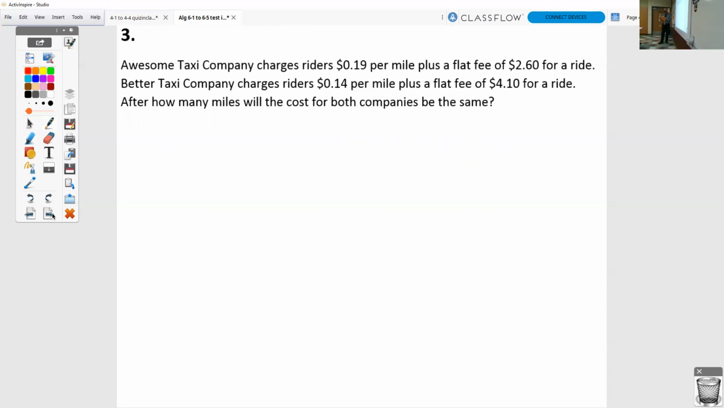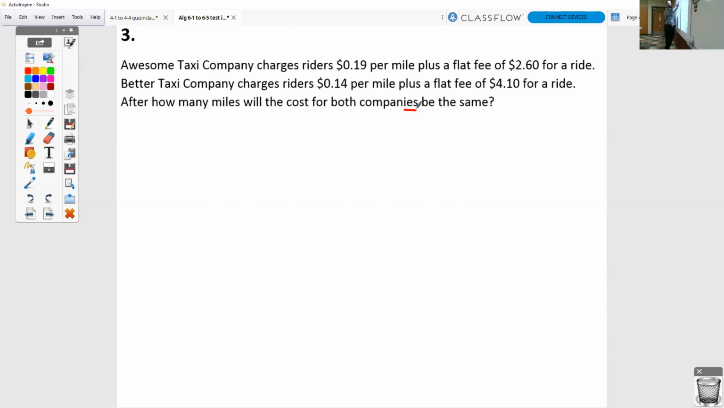In question number 3, Awesome Taxi Cab Company charges riders 19 cents per mile plus a flat fee of $2.60. Better Taxi Cab Company charges riders 14 cents a mile plus a fee of $4.10. After how many miles will the cost for both companies be the same?